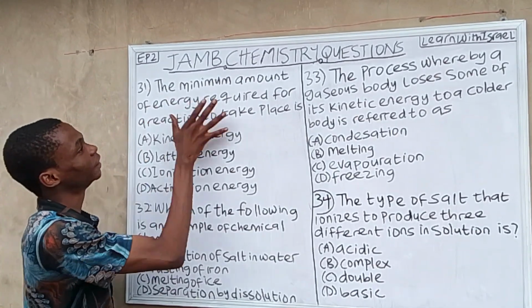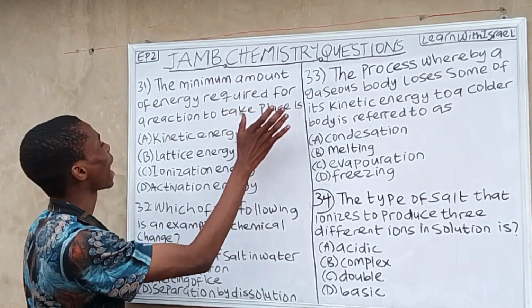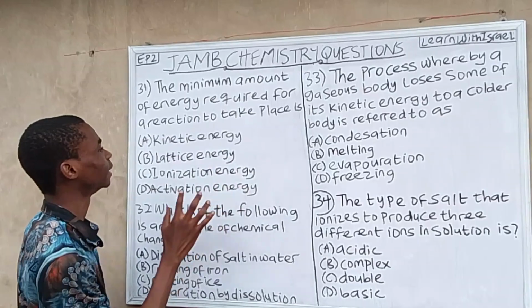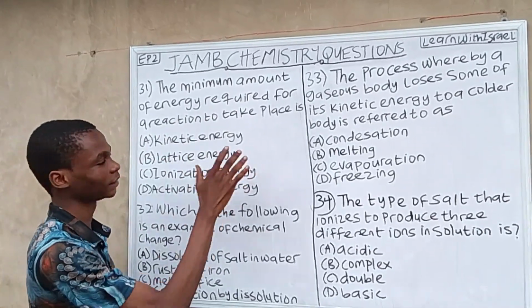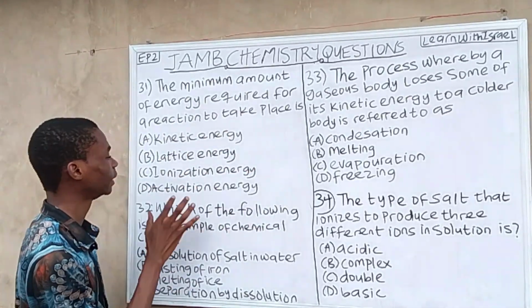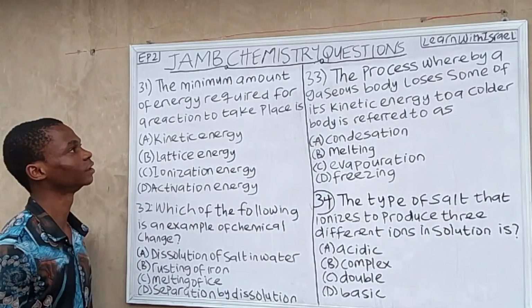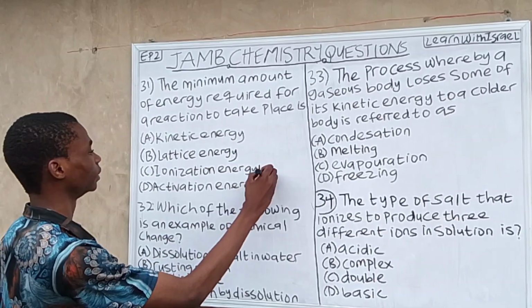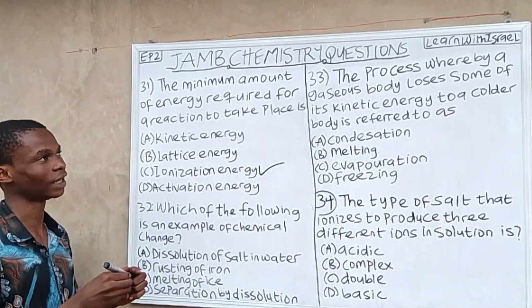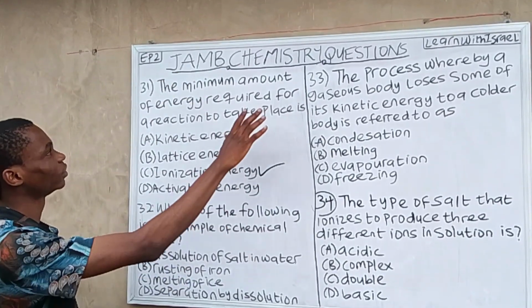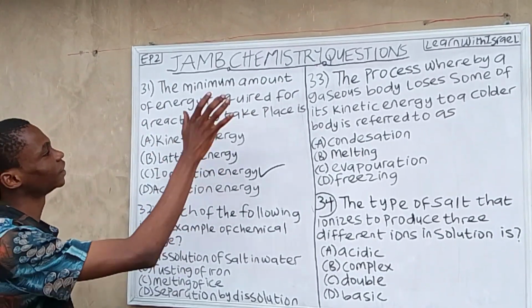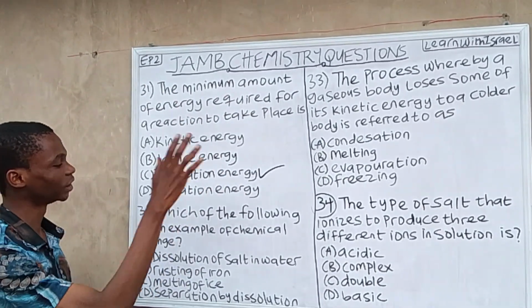Question 31. The minimum amount of energy required for a reaction to take place is A. Kinetic energy, B. Lattice energy, C. Ionization energy, D. Activation energy. So option C is the correct answer. Ionization energy. Ionization energy is the minimum amount of energy required for a reaction to take place.